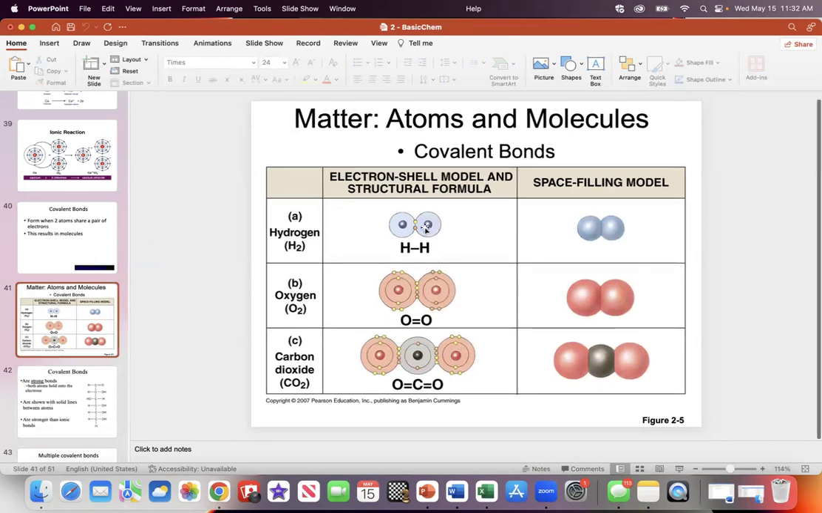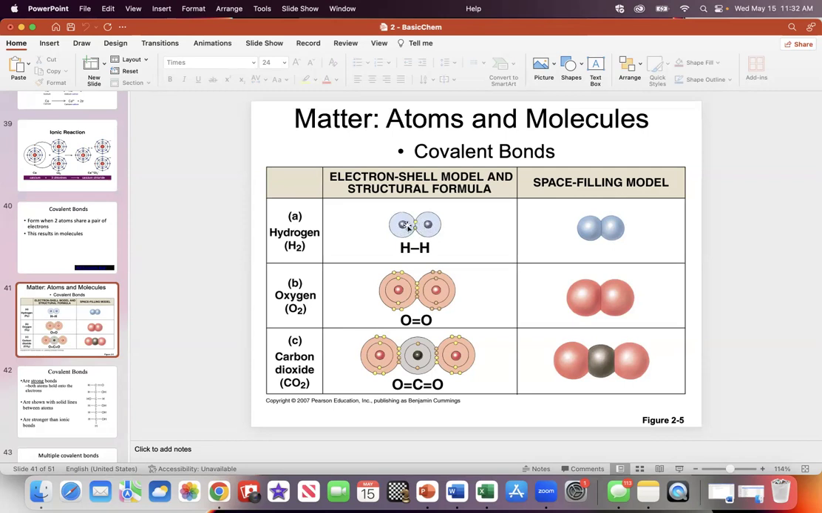Example, hydrogen. Hydrogen's atomic number is 1, meaning 1 proton, 1 electron. And when you have two hydrogens together, hydrogen's outside layer is a small shell, so it can accommodate 2, and you want to accommodate 2. So each one of them only has 1 electron. They want to have 2.